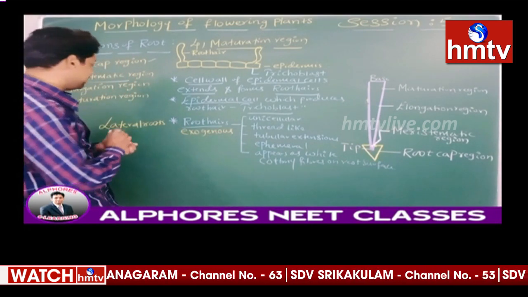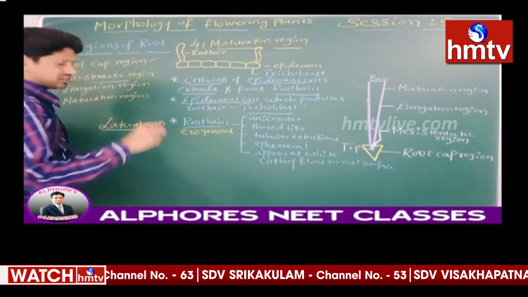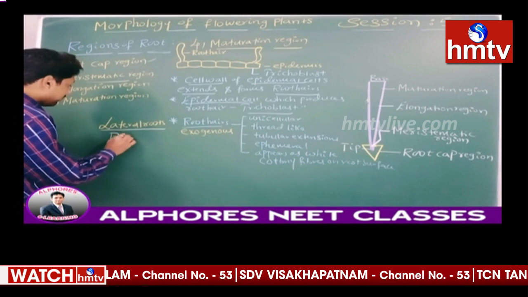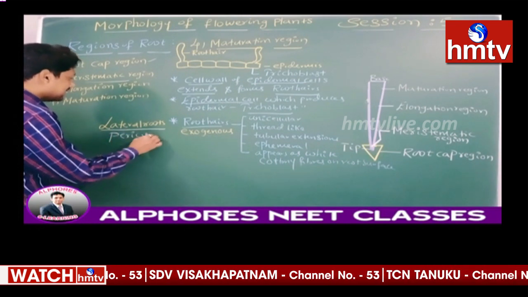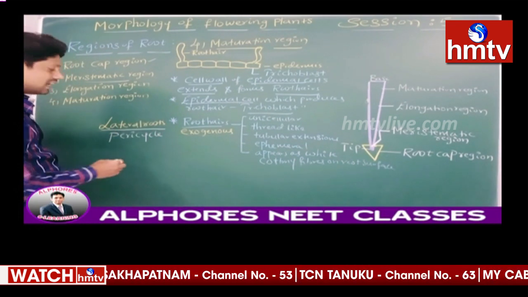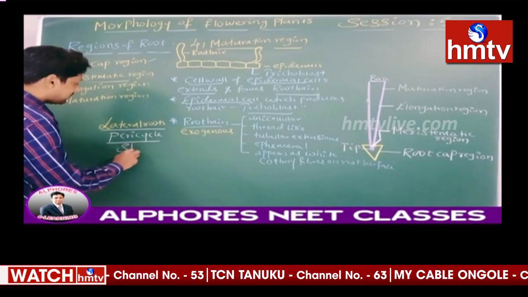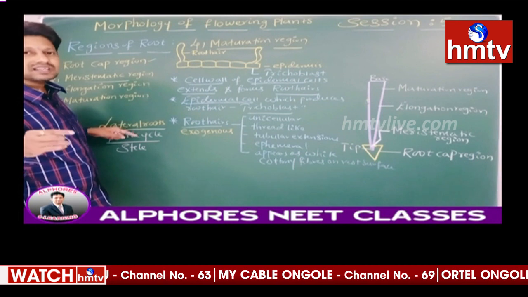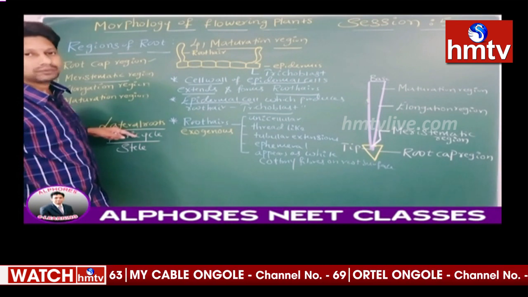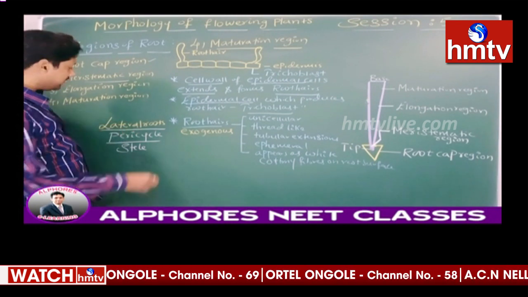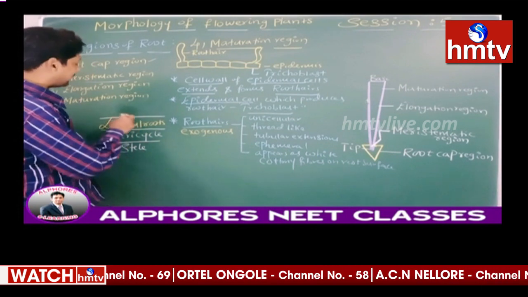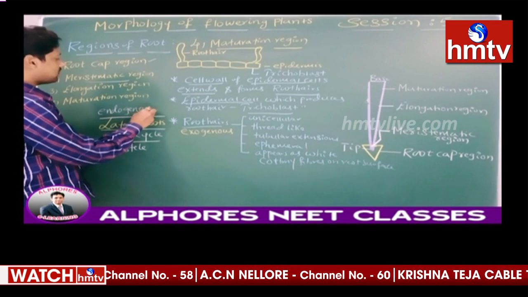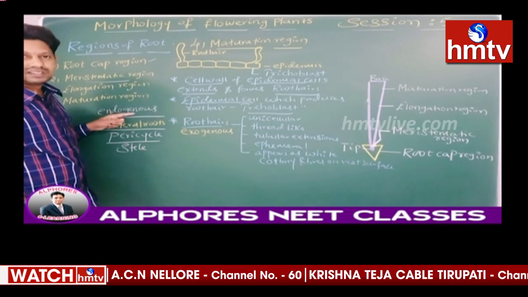Whereas lateral roots are formed from the pericycle. Pericycle is a part of the stele. The stele is the inner part of the root. It means lateral roots are endogenous in origin.